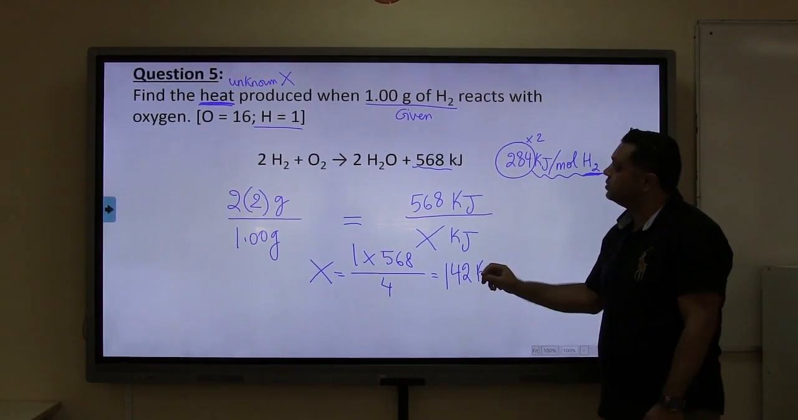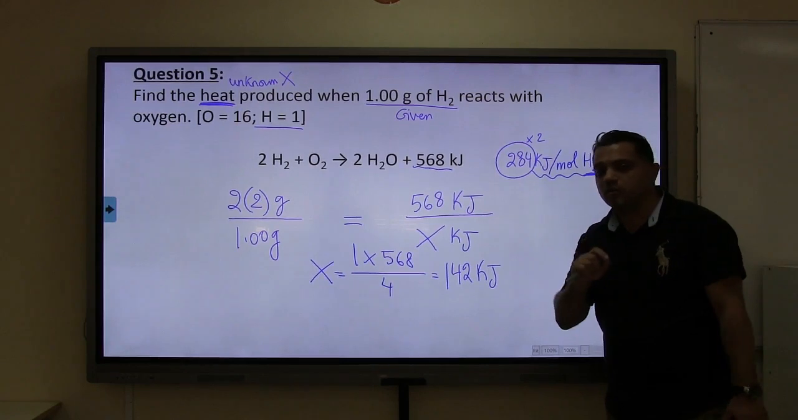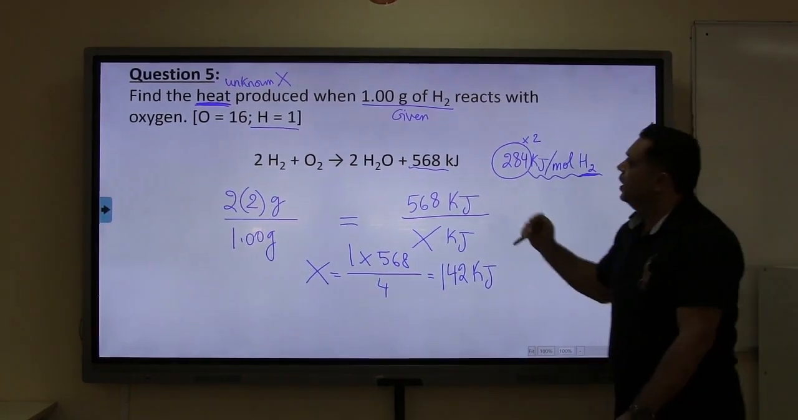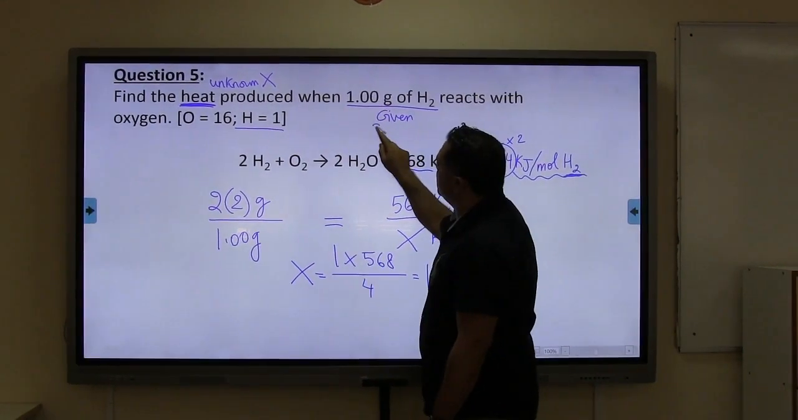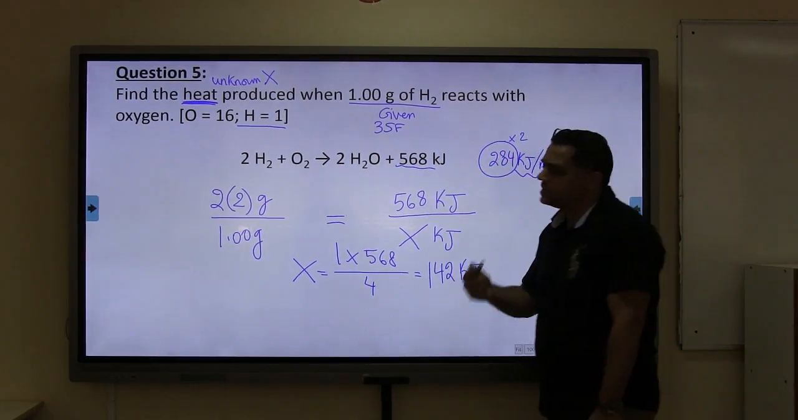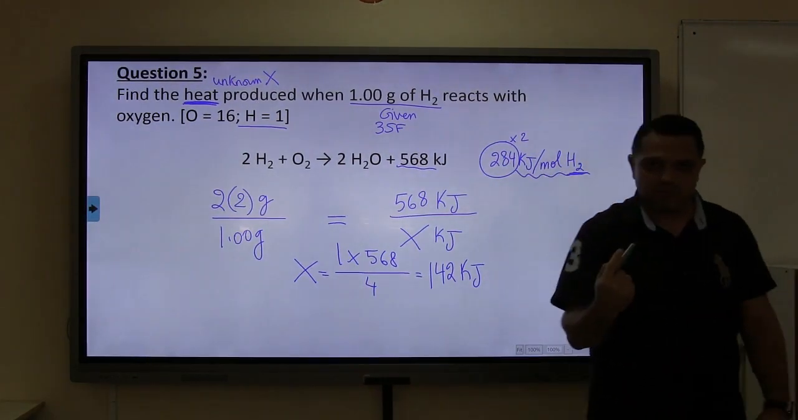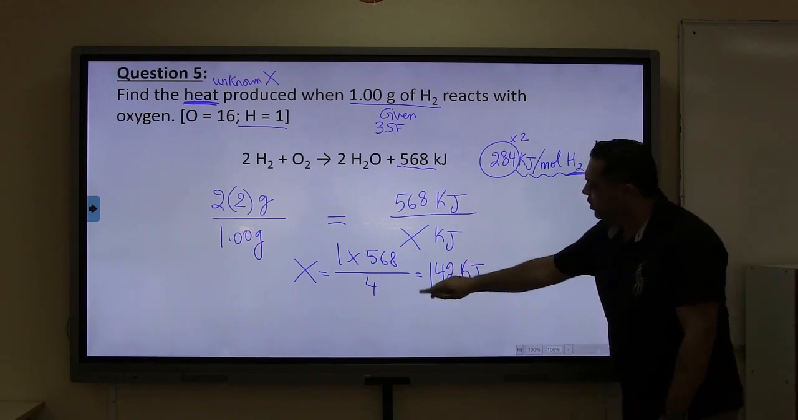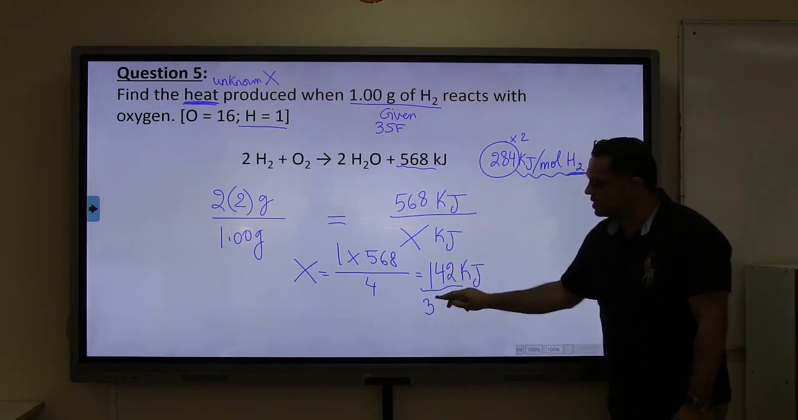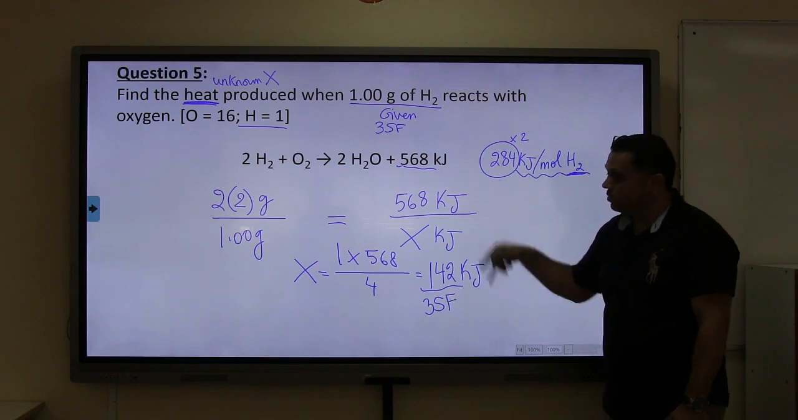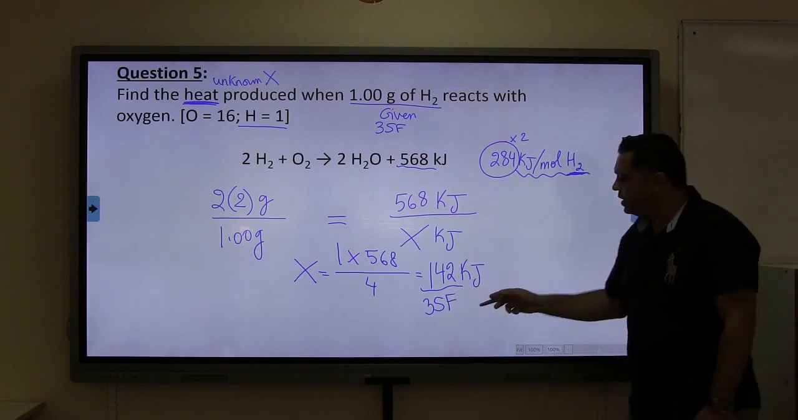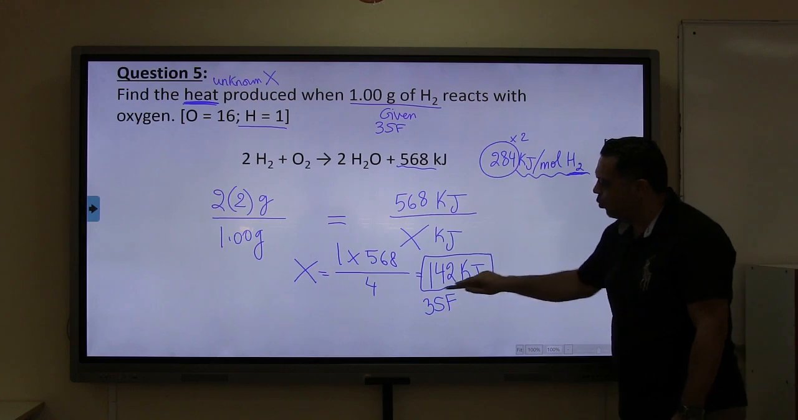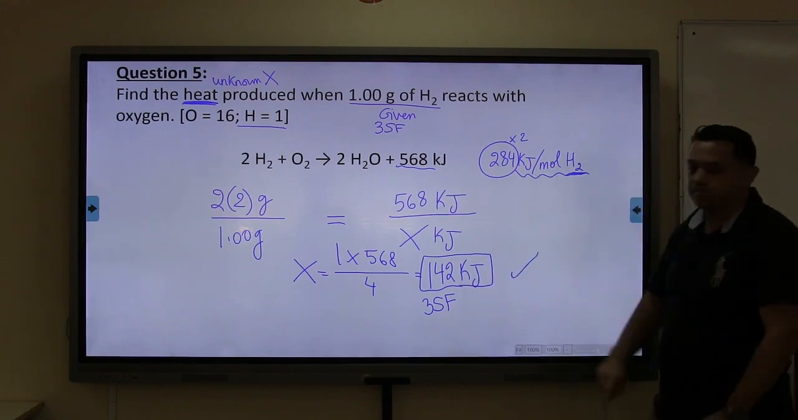No, I didn't finish. I need to check the correct number of significant figures. Here in the given, it's 3 significant figures. And since we have only 1 given, my answer also should be related to this given. Also, if I look at my answer, it's 3 significant figures. So they match, I don't need to round, and this will be the final answer, 142 kilojoules.